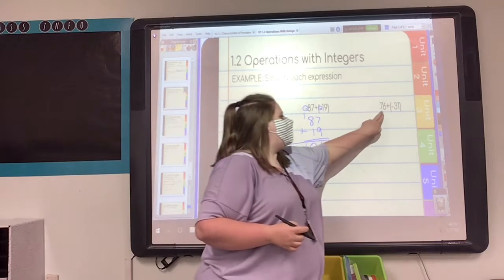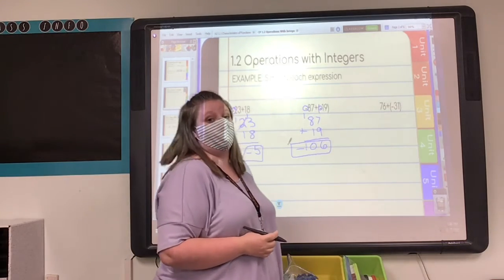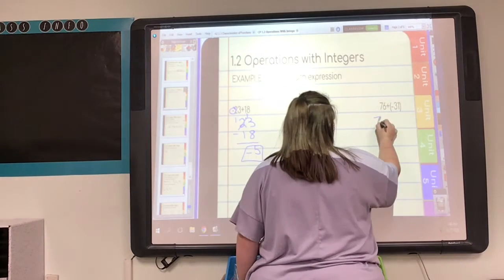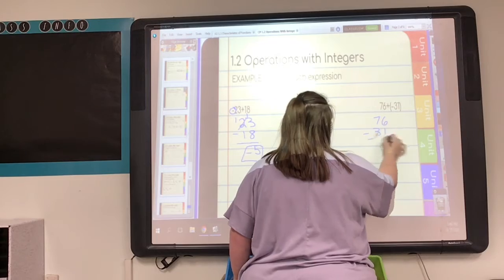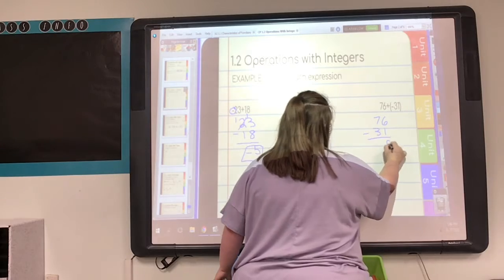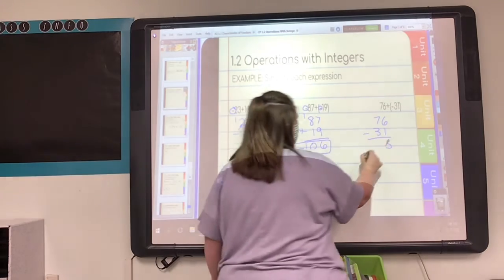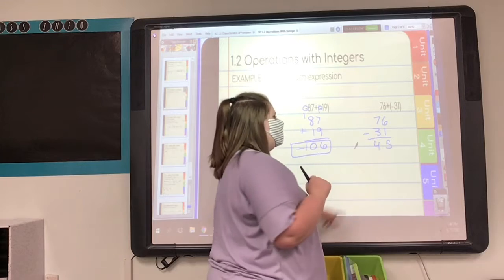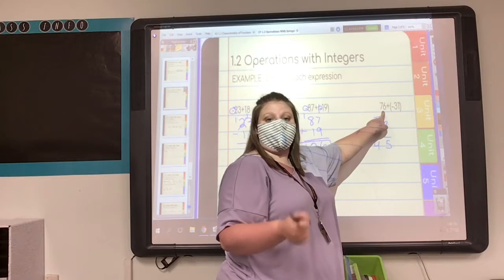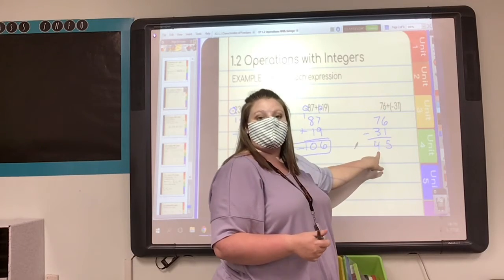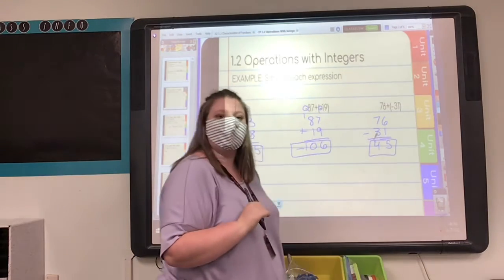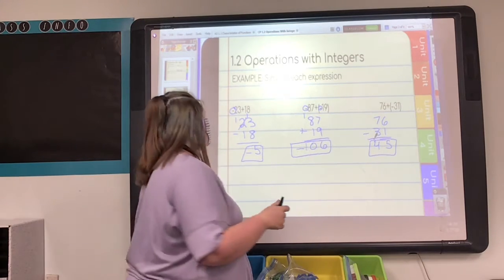And finally, we have 76 plus negative 31. This time the signs are different, so we're going to find the difference. So 76 minus 31. Starting in the right column, 6 minus 1 is 5, and then 7 minus 3 is 4. So we have 45. We need to check the sign of the bigger number. Here the bigger number was 76, which is positive. That tells us our answer also needs to be positive. So 45 would be our final answer. So that's adding with integers.